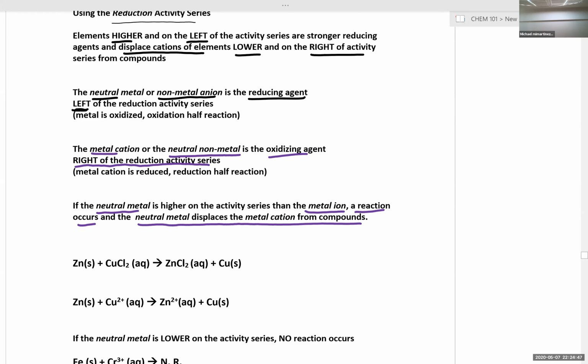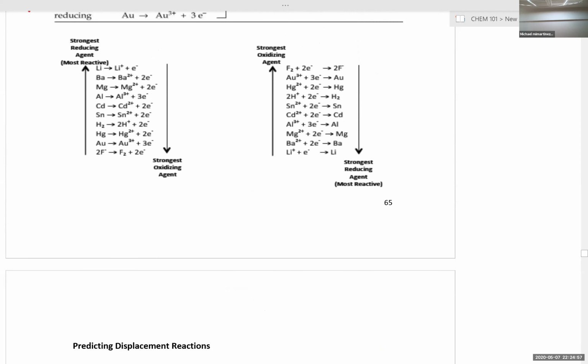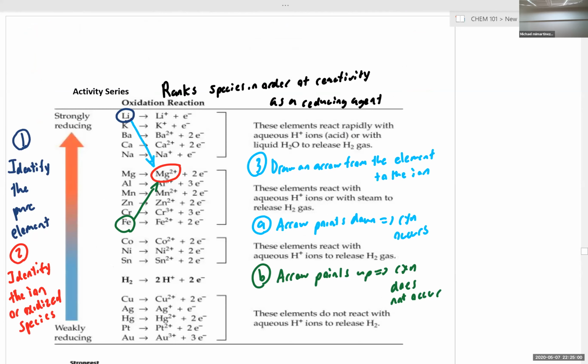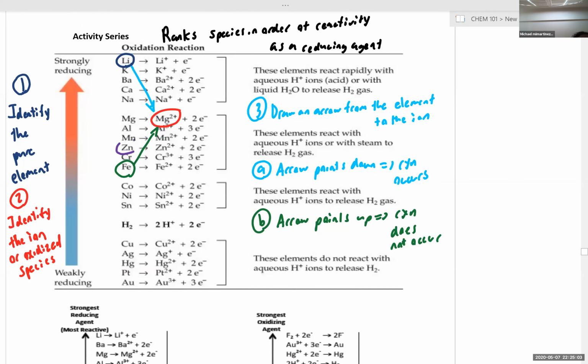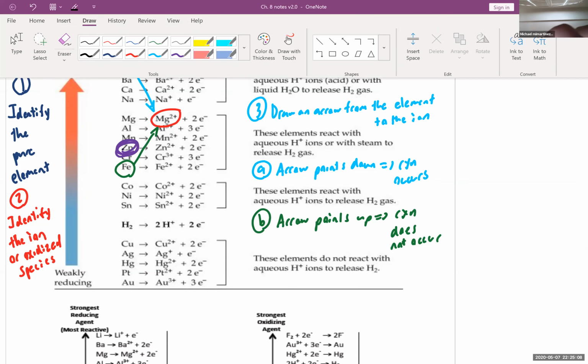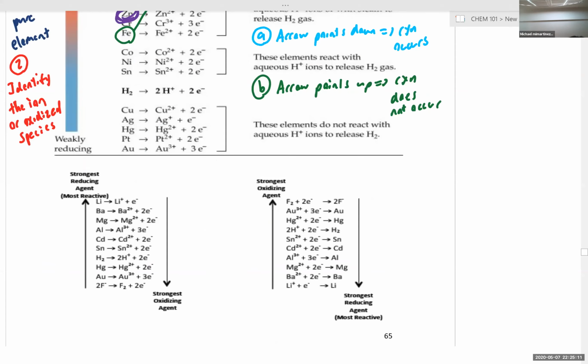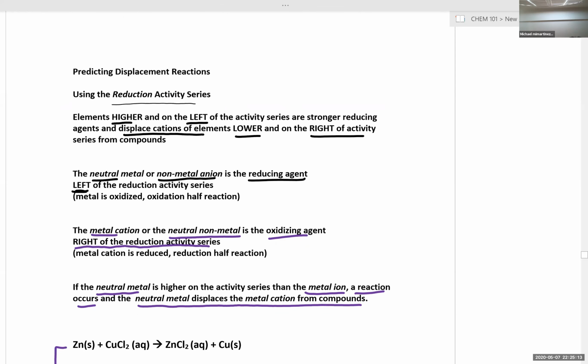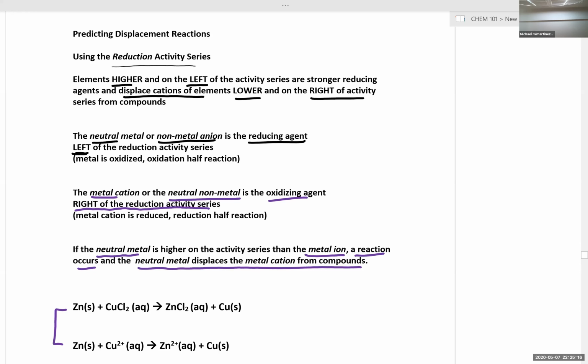So for example, let's look at the following reaction and let's go to our activity series. Let's keep this reaction in our minds and let's find our metal. I'm going to find my metal, in this case zinc, and I'm going to circle it. What is our metal ion in the reaction? Going back to our reaction, what is our metal ion on the reactant side?